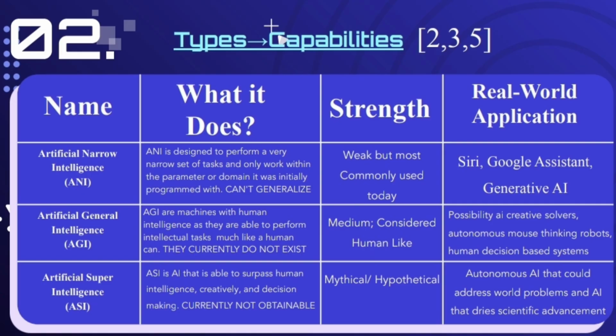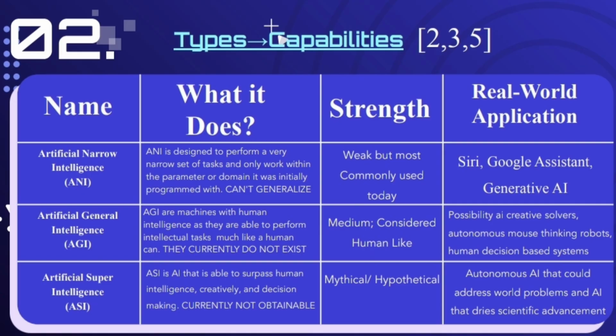The next one we're going to talk about is artificial general intelligence, also known as AGI. As you can see, there's a pattern here. The strength of this AI is like medium. It's considered a bit human-like. It thinks like us. AGI machines have human intelligence, so they can perform intellectual tasks much like a human does. They currently don't exist in the real world. This is all hypothetical, though. Some real-world applications of this would include AI creative task solvers, or autonomous thinking robots, or human decision-based systems. So yeah.